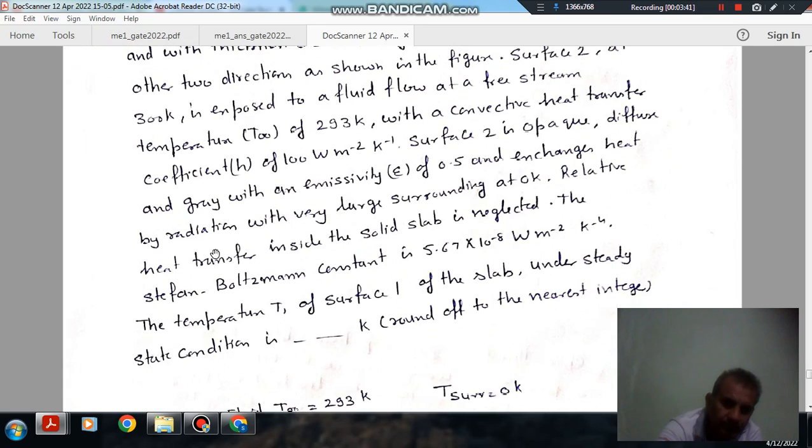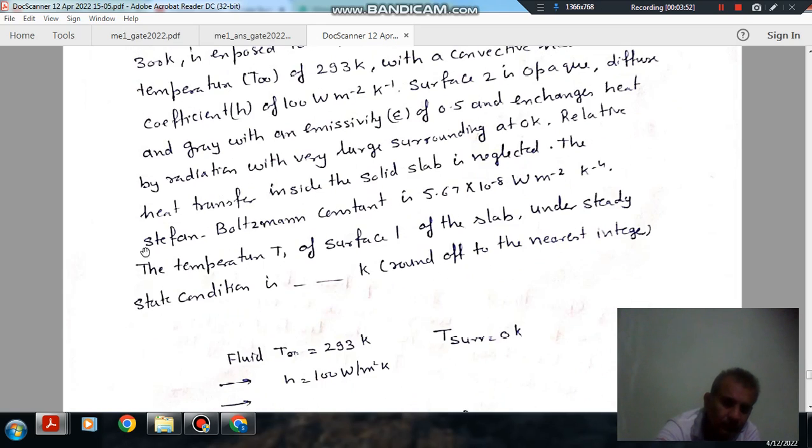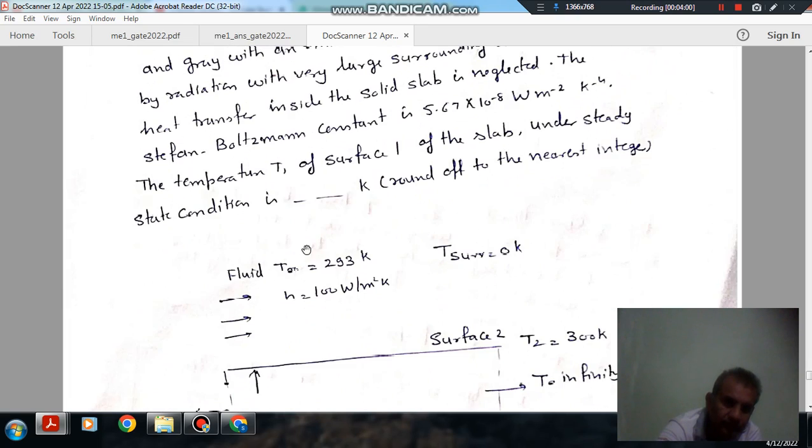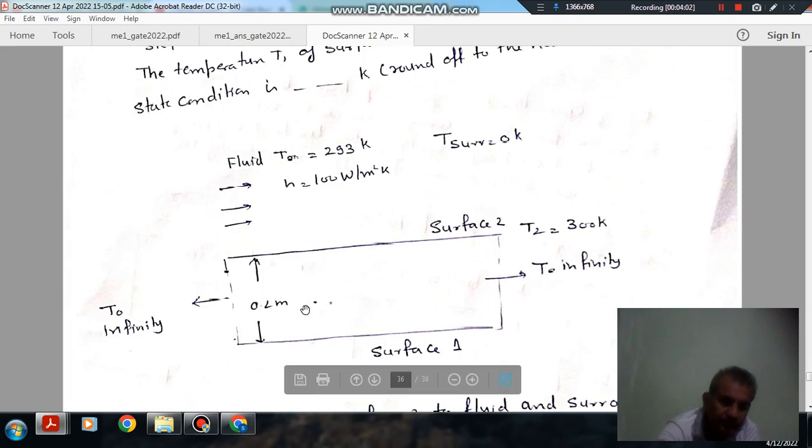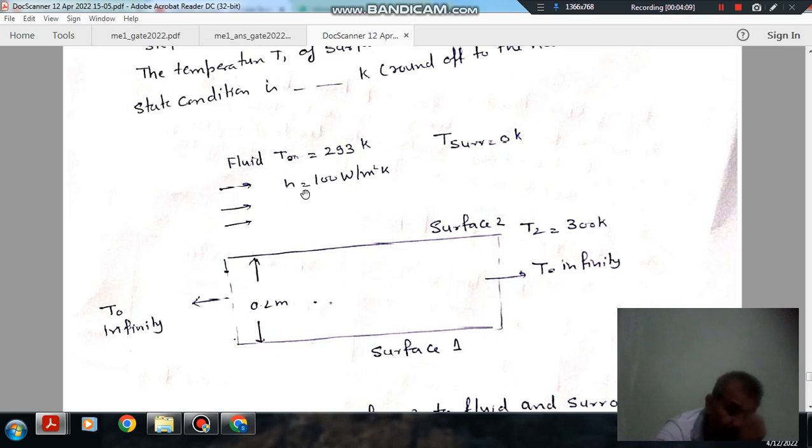The heat transfer inside the solid slab is neglected. The Stefan-Boltzmann constant is 5.67 times 10 to the minus 8 watt per meter square per Kelvin to the fourth. The temperature T of surface 1 of the slab under steady state condition is dash Kelvin, round up to nearest unit. So this is the figure given. This is surface 1, this is surface 2. This is a fluid having temperature 293 Kelvin, and a convective coefficient of 100 watt per meter square.